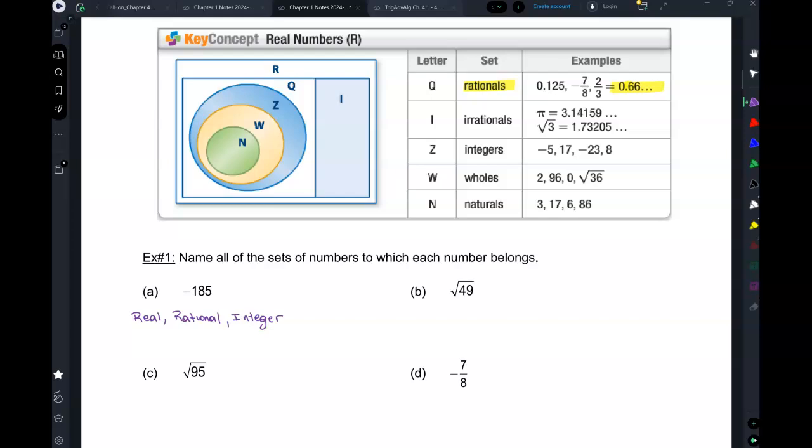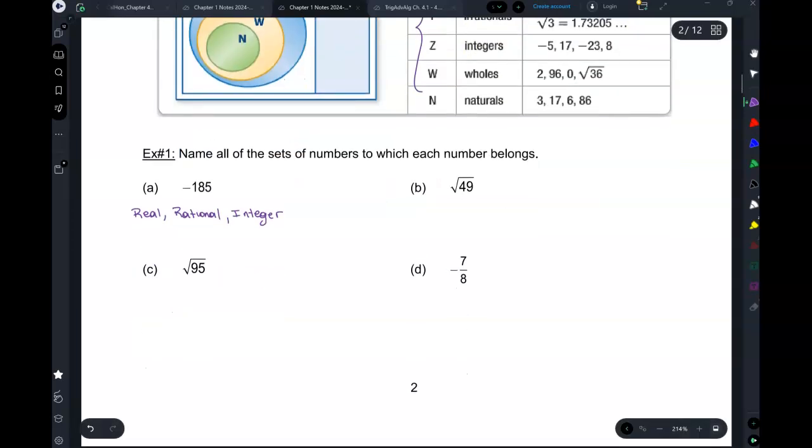Okay? Now, the book, I guess they just kind of get lazy at writing all these names. So they have these abbreviations. Honestly, okay, I get it. W is whole, N is natural, I is irrational. But then there are, like, I can remember Q is rational, Z is integer. So I'm not going to have you memorize those letters. It's unnecessary. You could just write out the words, and that's totally fine.